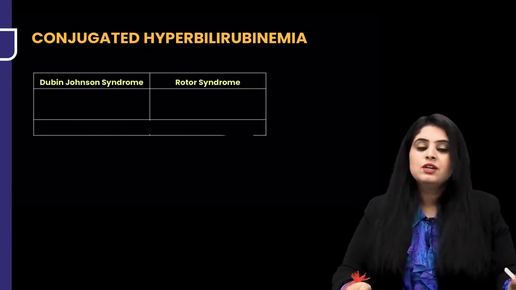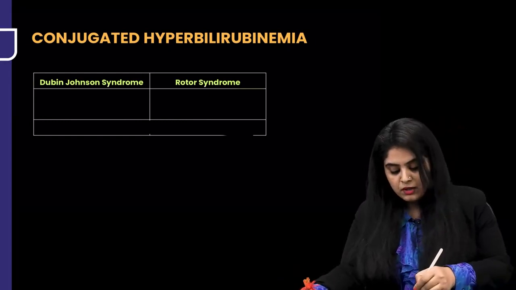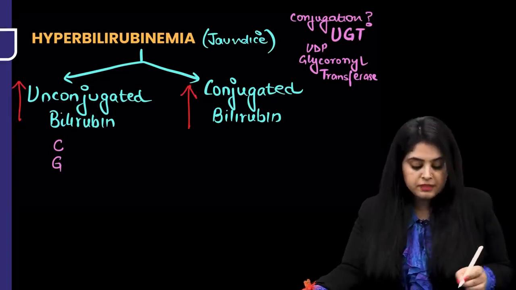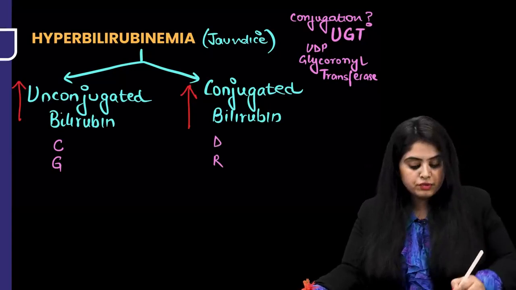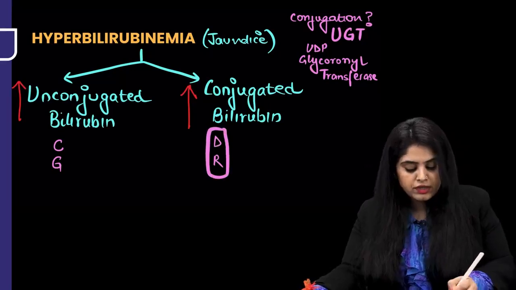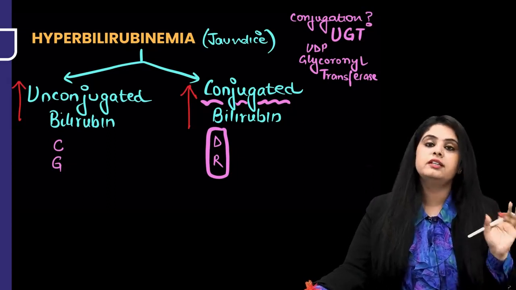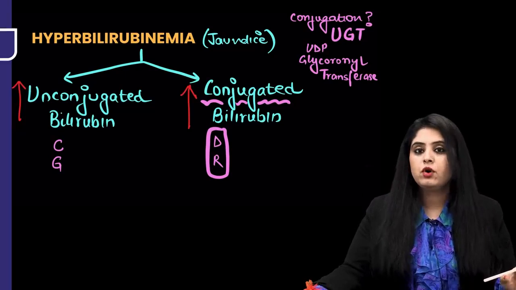There will be confusion. Which syndromes come under unconjugated, which come under conjugated? So simple. When you make this list, under unconjugated, I said Crigler-Najjar and Gilbert. Under conjugated, I said Dubin-Johnson and Rotor. So remember, doctors are always conjugated. Doctors are always united. Right? So doctors are always conjugated is how I have learnt it. So Dubin-Johnson and Rotor is always going to be conjugated.